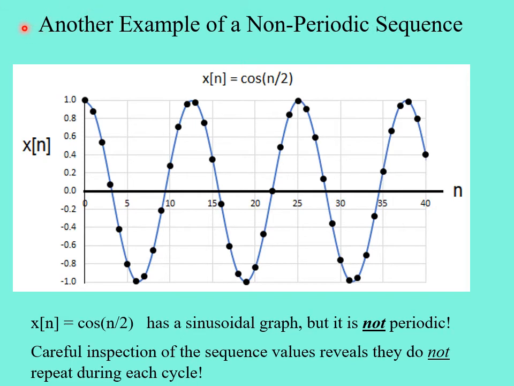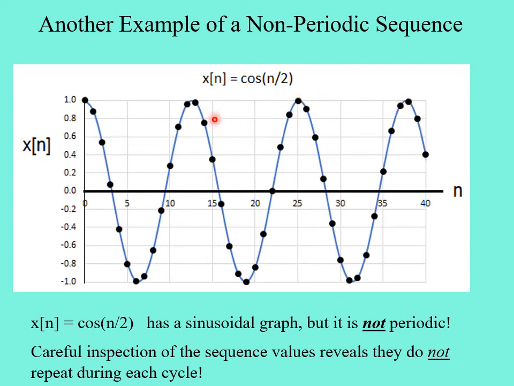Here's another, maybe clearer, way to see that not all oscillating sequences are periodic. This is an example of a non-periodic sequence. The sequence that I plotted here in Excel is very simple. It's x of n equal to cosine of n over 2. Here's n, I went from 0 out to 40, and here are the values of x of n, plotted here. If we think of connecting the dots, we can obviously see this is a nice cosine function. Everything looks fine and dandy.